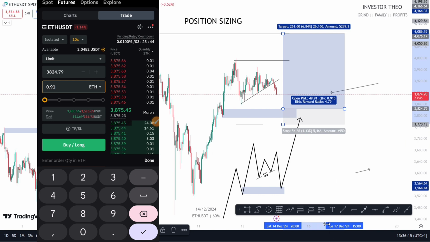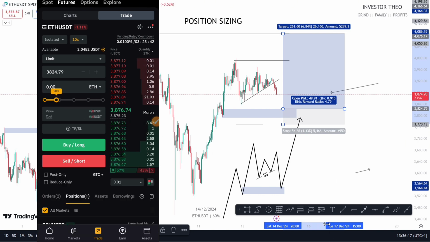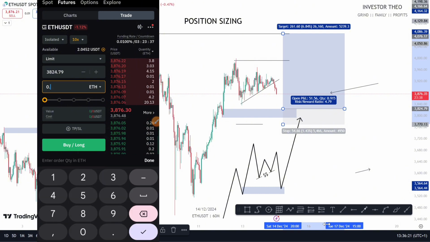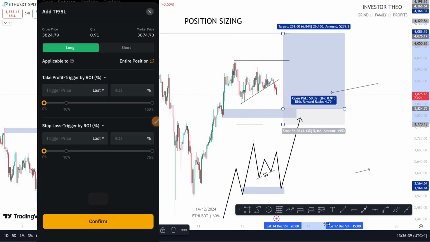All right. Now, the next aspect is this slider. Please don't move this slider. If you move the slider, you're spoiling the whole thing. Just leave it as quantity and put 0.91. So we have our TP zone and SL zone. You can place your TP and place your stop loss with this concept over here.